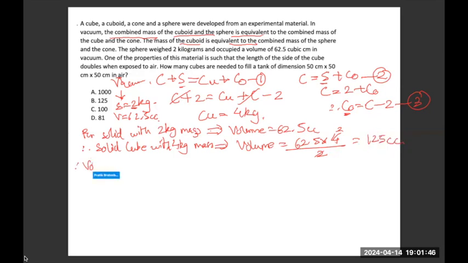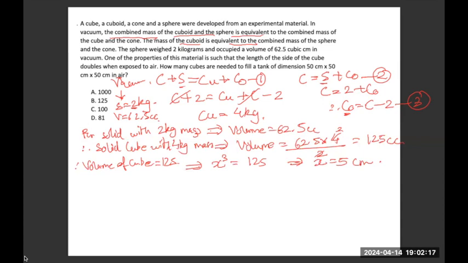So volume of cube is equal to 125. Volume of cube ka formula is, if I assume the cube ka side is x, x cube is equal to 125. Therefore, one side of cube will be equal to 5. Cube root of 125 is 5, so 5 centimeters, which is the dimension of one side of cube.